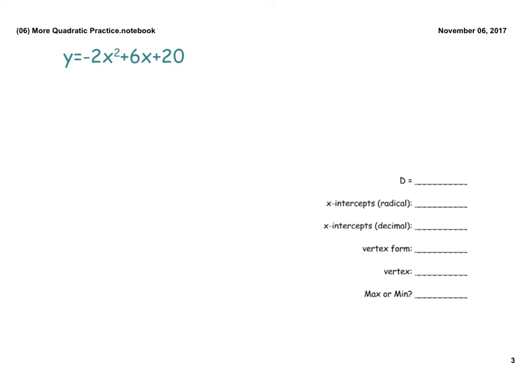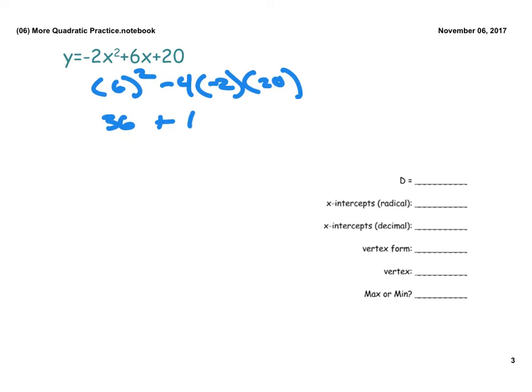Here we're going to look at y equals negative 2x squared plus 6x plus 20. It asks us to find the discriminant, so we'll go ahead and do that first. We'll do b squared minus 4 times a times c. That is 36 plus 160. If you go ahead and do that in your calculator, that gives us a discriminant value of 196. It is worth noting that 196 is a perfect square.